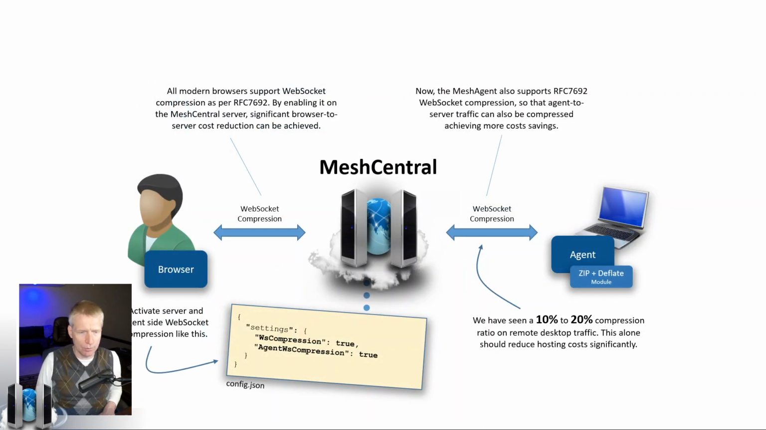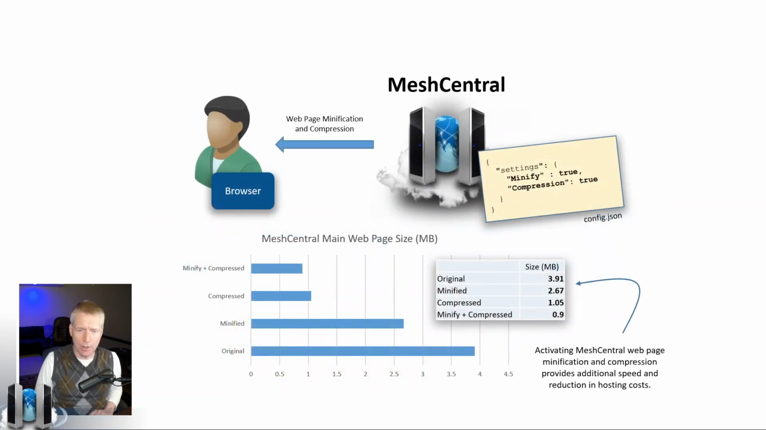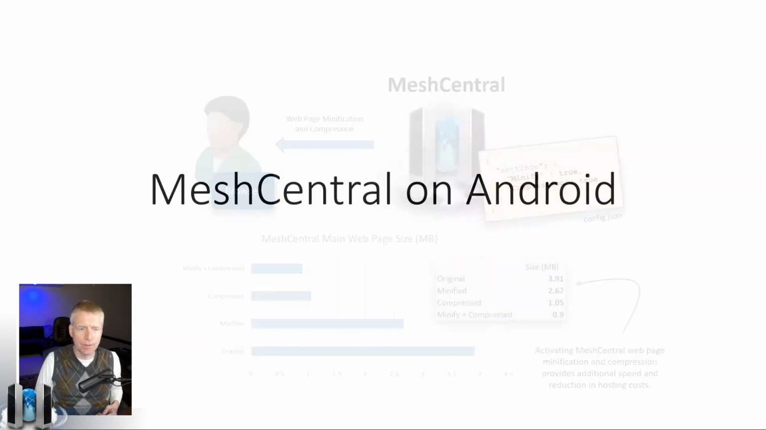To do it, you go into the settings of the config.json, and you can turn on WebSocket compression for the browser side and agent WebSocket compression for the agent side, and you should see fairly good compression savings. And here are more numbers on the compressed size of the updates when you have that turned on. Okay, another topic here, I want to switch gears and go to MeshCentral and Android.